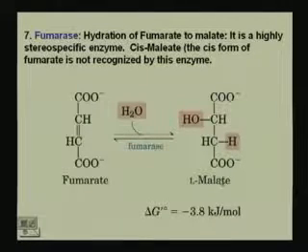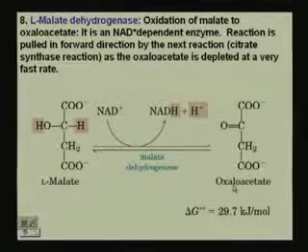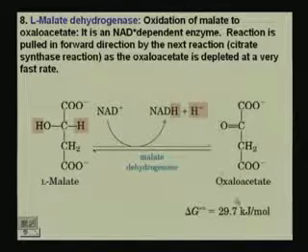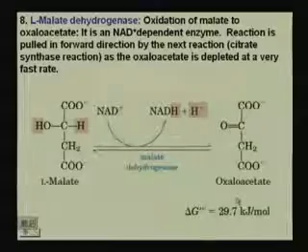Fumarate to malate. This is fumarase, okay, where we have H2O forming malate. Then we have malate back to oxaloacetate. Finished. So, you have oxaloacetate that is ready to pick on another acetyl CoA to form what? Citrate. So, that is the whole cycle.